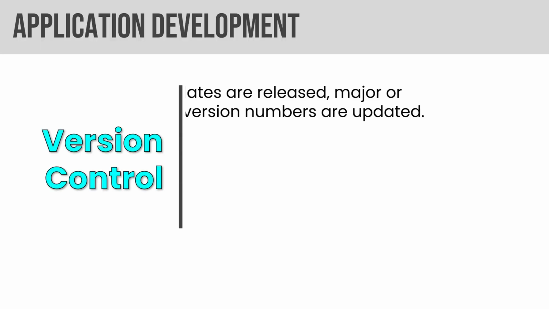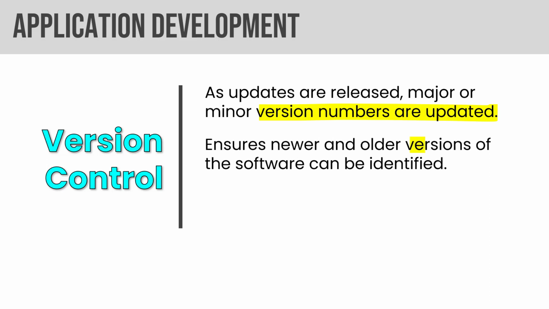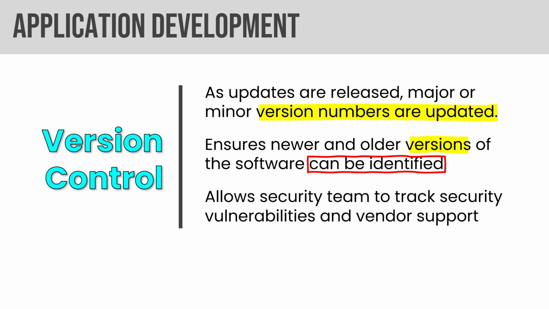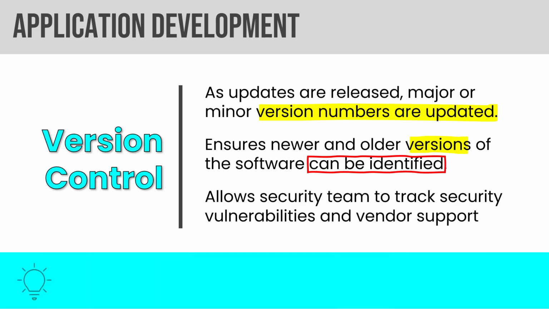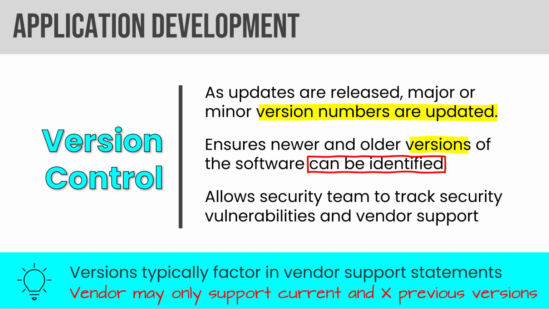So version control. As your software is updated, as updates are released, major and minor version numbers are typically updated. This ensures that newer and older versions of the software can be identified, and it allows the security team to track security vulnerabilities and vendor support. So versions typically factor in vendor support statements. For example, a vendor may tell you they only support the current and X number of previous versions of an application, say perhaps the current version and 2 previous versions.